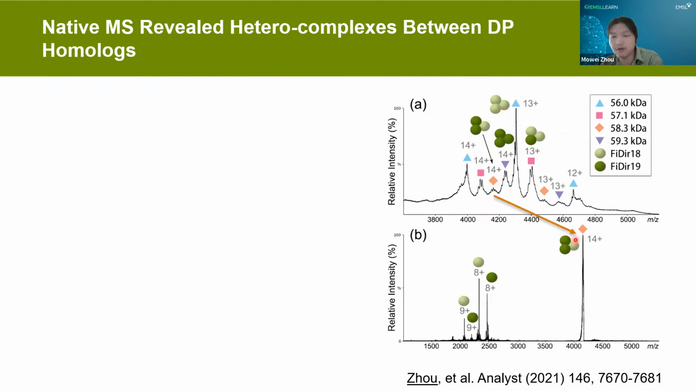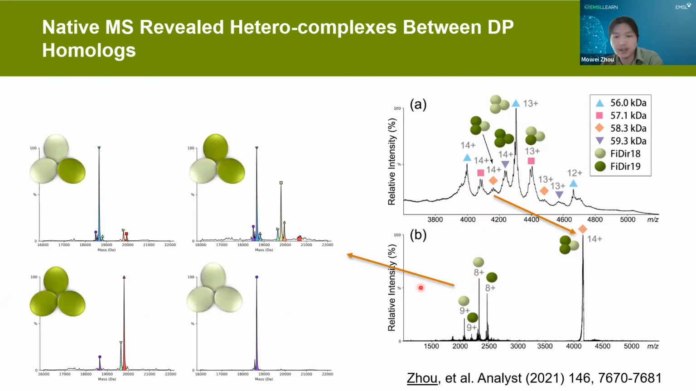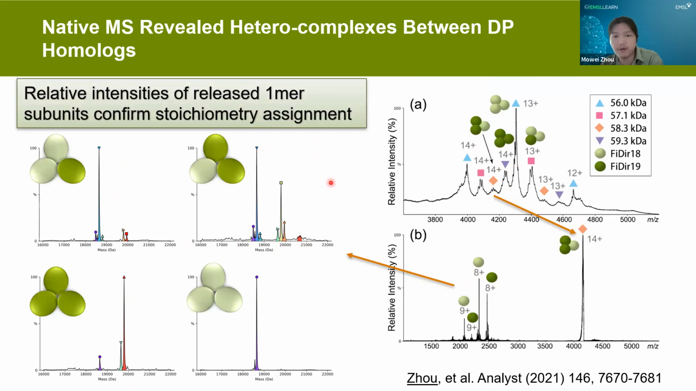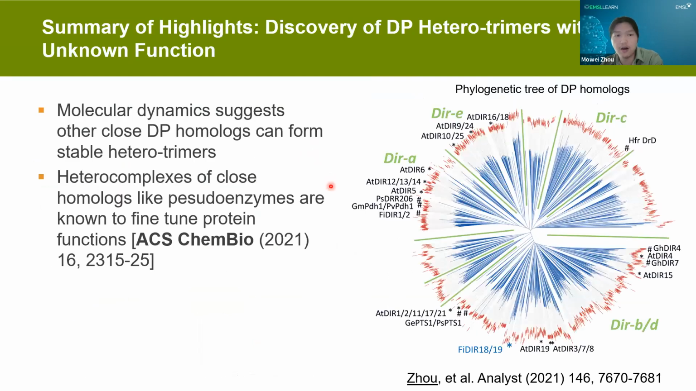And we can confirm the stoichiometry by isolating one of them and then breaking it apart with collision-induced dissociation. If we do this experiment for different peaks, we can easily see that the ratio of the 2 different monomers will change depending on which stoichiometry we started from. So this really confirms the assignment of the stoichiometric intact mass. So this is kind of the summary highlight in the published paper. You're welcome to read more details.